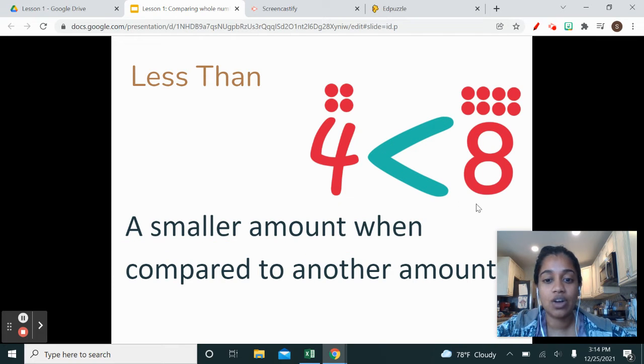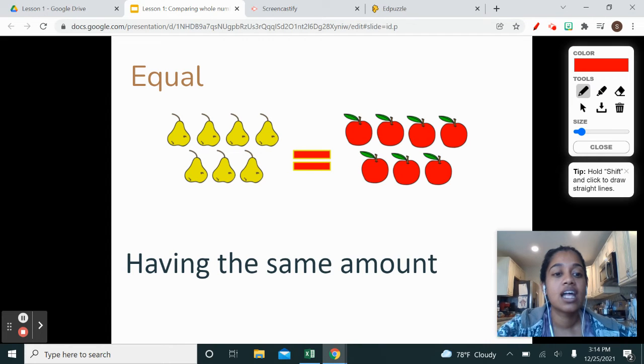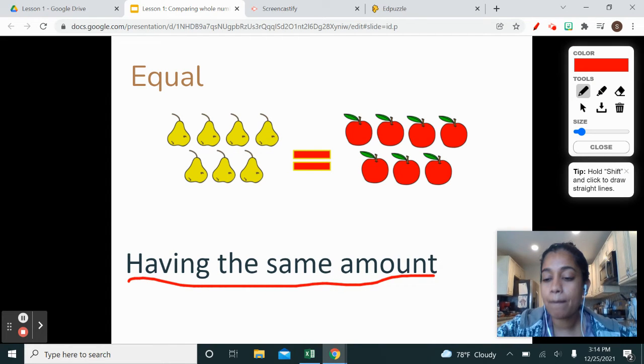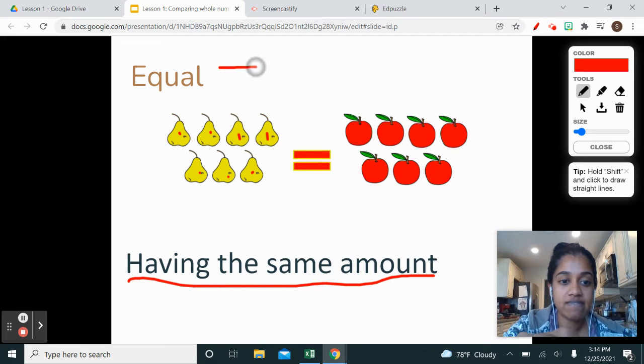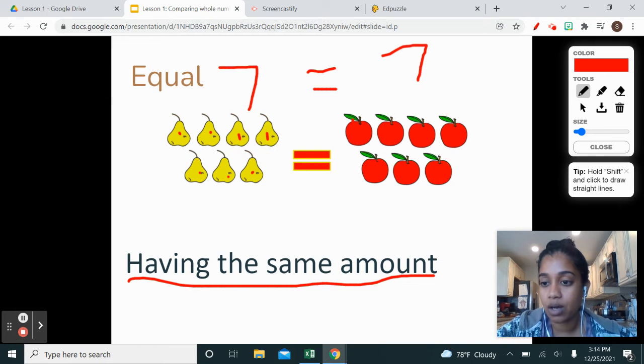All right, now let's go on to the word equal. Equal means having the same amount. Over here, let's count how many fruit we have. We have 1, 2, 3, 4, 5, 6, 7 pears. And let's look at our apples. We have 1, 2, 3, 4, 5, 6, 7 apples. So 7 and 7 are the same amount, so they are equal. That's why we have an equal number of pears and apples. Equal means having the same amount.